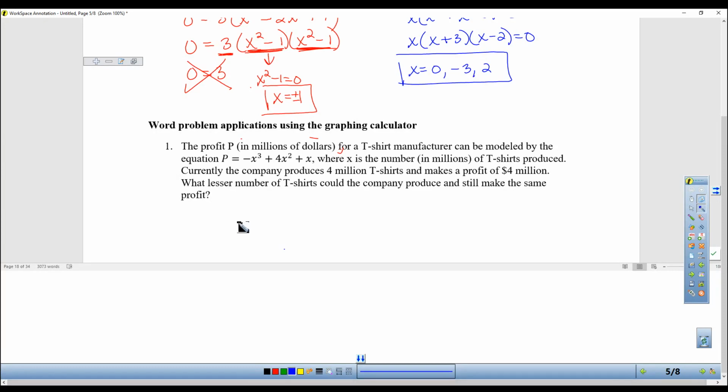So they're saying, look, right now we do 4 million and we make a profit of 4 million. Is there any other time we could have a different number of t-shirts and still make 4 million? So we're going to set this equation equal to 4 million. Now don't actually do 4 million. Remember, the profit is already in millions, so you can just write 4.